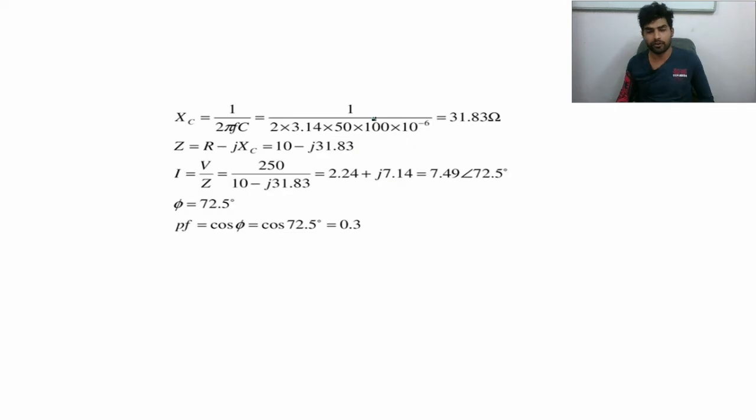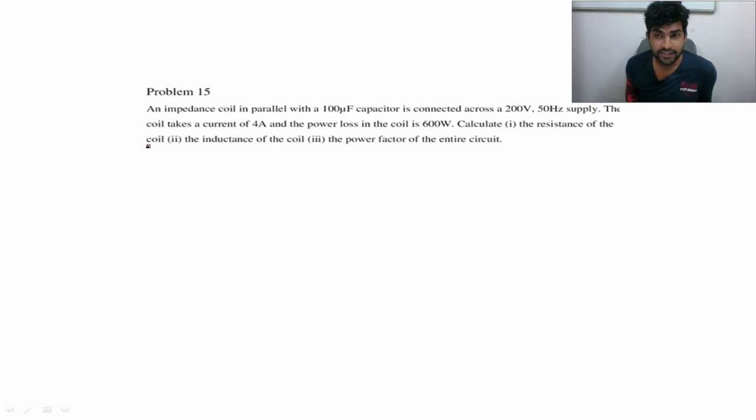Once again, we'll cross check the answer. We got 31.83 as XC, then Z is equal to this value and I is equal to 7.49 angle 72.5. Directly you can calculate using a calculator. Just put it in complex form and then you'll get the answer. And phi we got 72.5. So cos of 72.5 is 0.3. This is the answer.